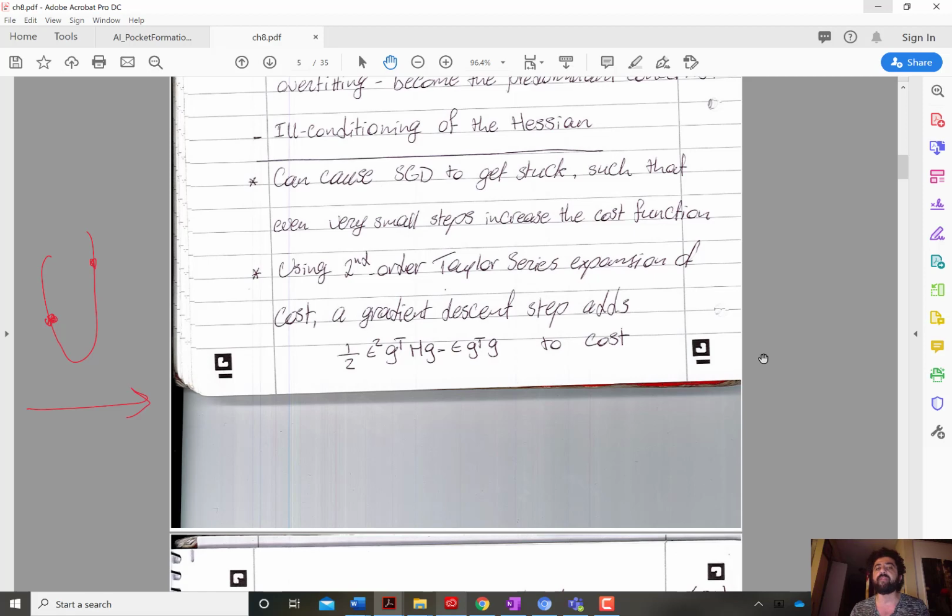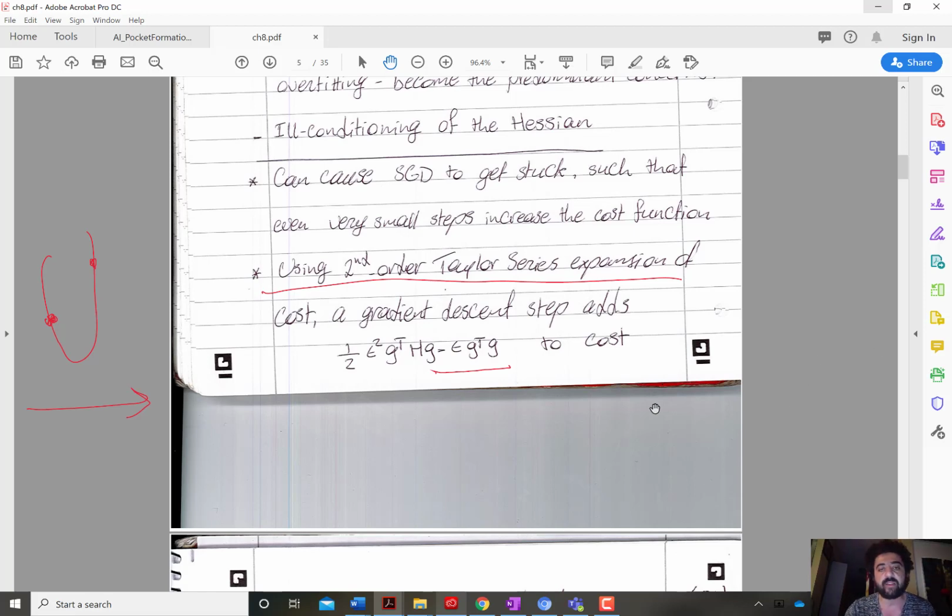Because even for gradient descent, which relies only on the first order derivative, if we do a Taylor series expansion of the cost, then a gradient descent step adds, it's true that if I take only the first order derivative component, it's negative. So going in the negative gradient direction subtracts from the cost epsilon times the norm of the gradient, which is G transpose G. If you think of G as a vector, G is the gradient.